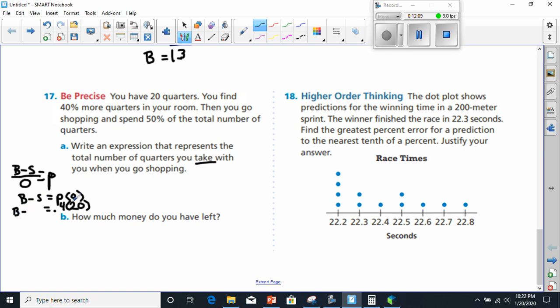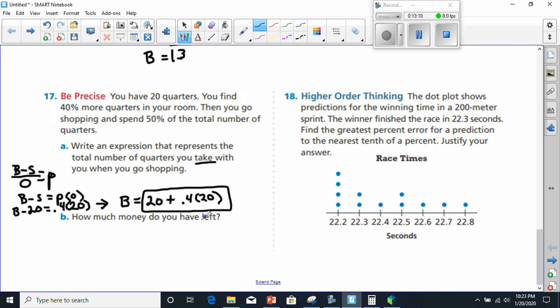Now, since we know we're going to get more quarters than 20, because we found 40% more, the small number must be 20. Now we can rearrange this, because if we have minus 20 here, to get B alone, we can add 20 to bring it to the other side. So the big number will be equal to 20 plus 0.4 times 20. So there's our equation right there. Remember, an expression doesn't have an equal sign, so the final expression will not have the B equals in there. It will just be 20 plus 0.4 times 20.